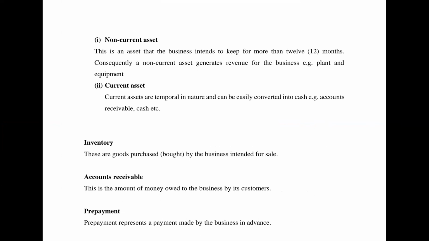Non-current assets are assets that the business intends to keep for more than 12 months, for example land, equipment, machinery. Current assets are temporary. Usually they can easily be converted into cash within 12 months. That's why they are called current assets.